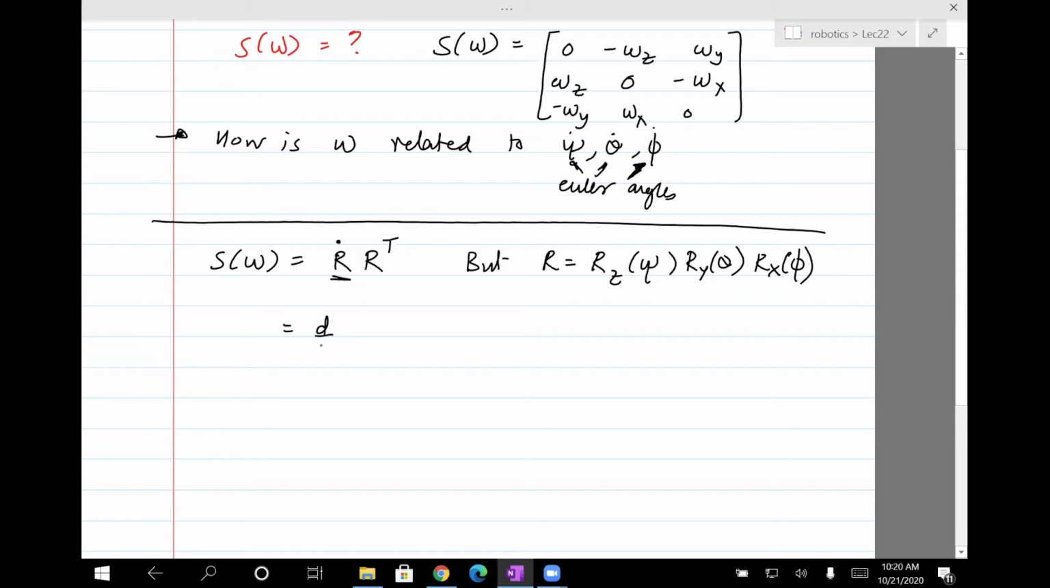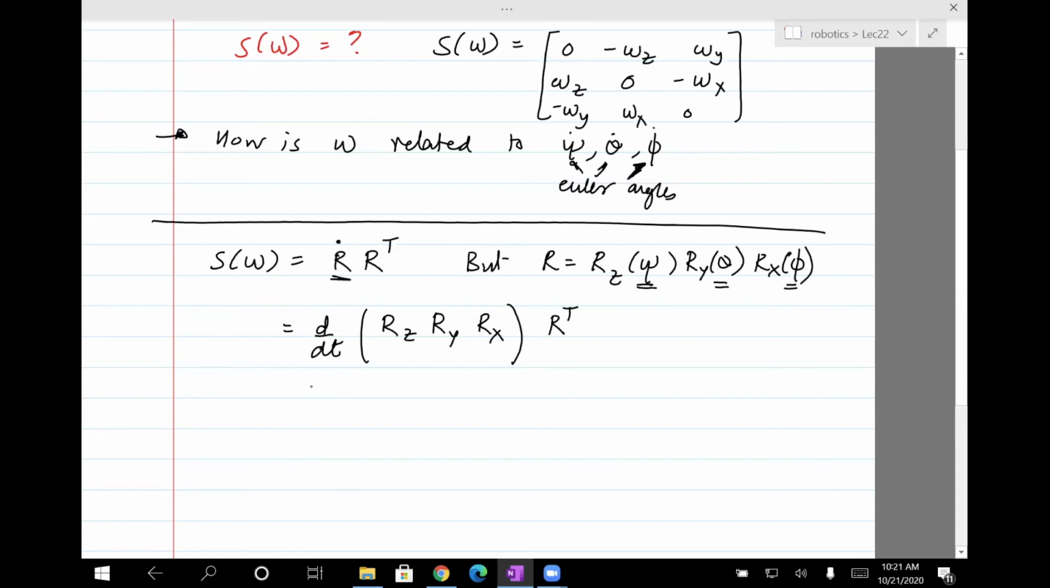So d dt of R, that's R. I'm going to skip psi and theta and phi in my notation because it'll just make things too long and hard to parse. So I'm just going to write this as RZ, RY, RX. But whenever I need it, I'll write RZ in brackets psi and so on. So that's d dt of RZ RY RX times R transpose.